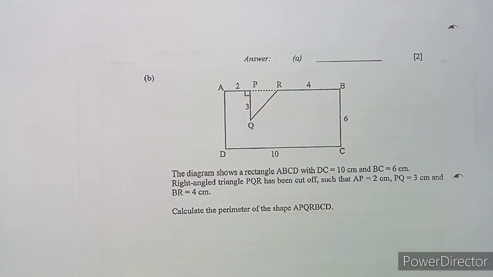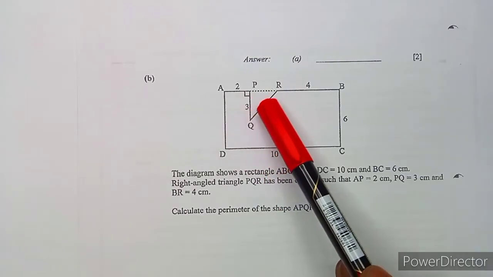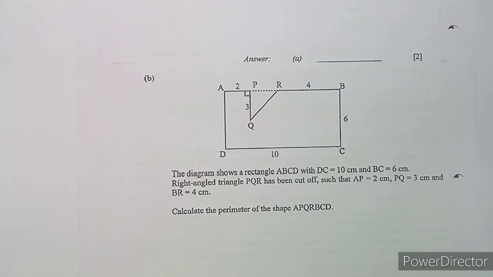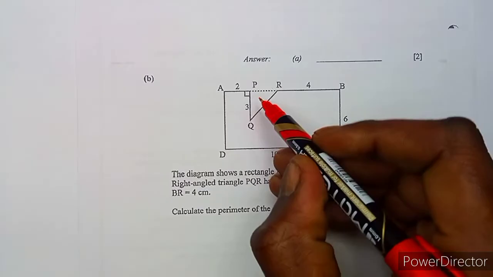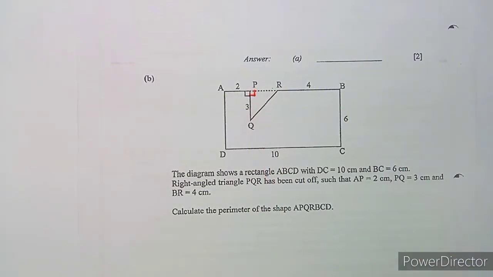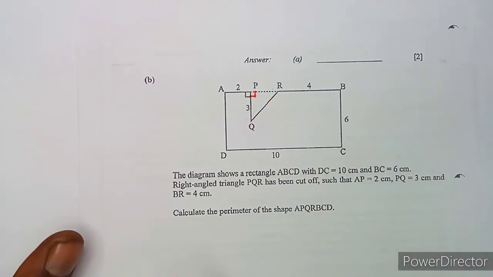On number B, we were given a rectangle. It's actually a rectangle, and it's been cut here, and this is now a triangle, and it's not just a triangle, it's a right angle triangle, because this is 90 degrees and this is a straight line, so it means also this is 90 degrees here. So that means we have got a right angle triangle here. So the question is to calculate the perimeter.